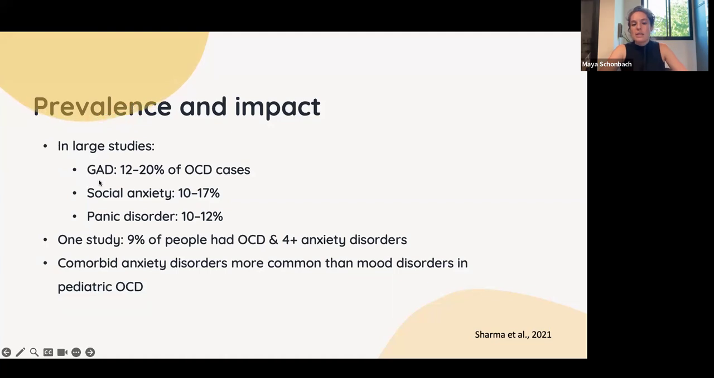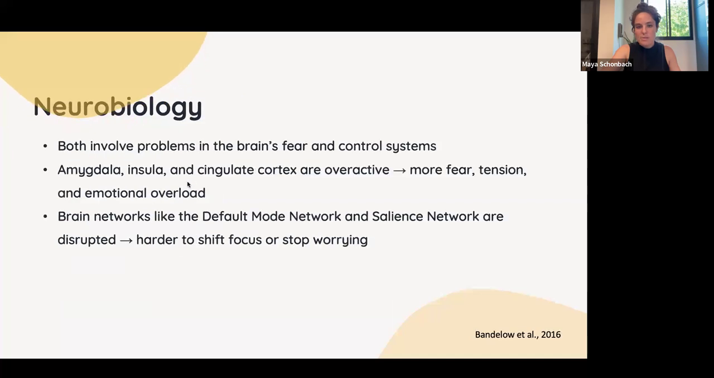Also important to say here is that we see anxiety disorders more common than mood disorders in pediatric OCD. In adult OCD, we see more common mood disorders.